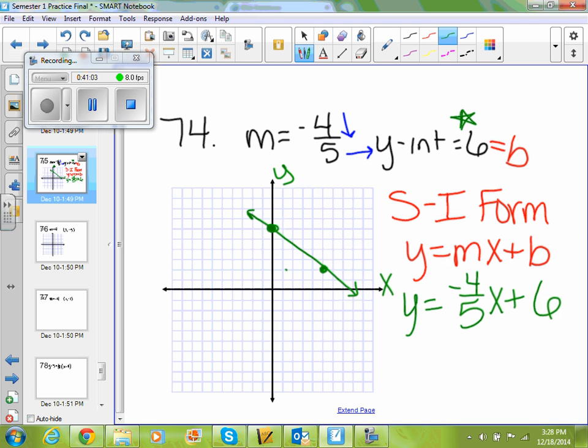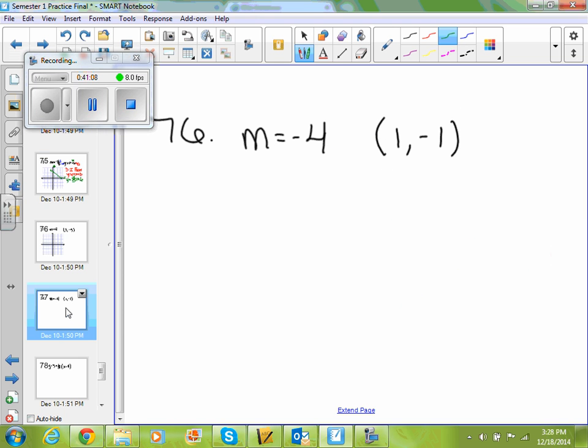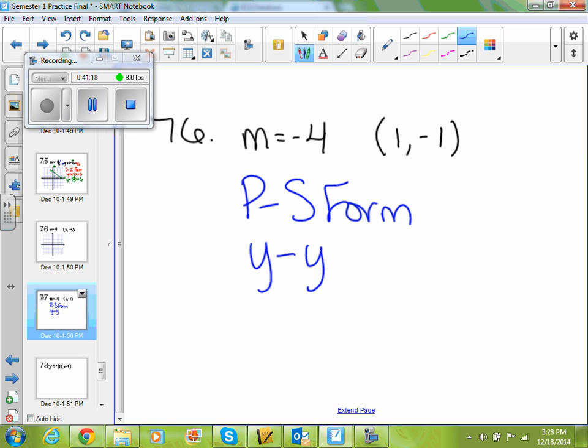Okay, so then 76, write the following equation in point slope form. So we need to know what point slope form is, right? So point slope form is y minus y1 equals m times x minus x1.